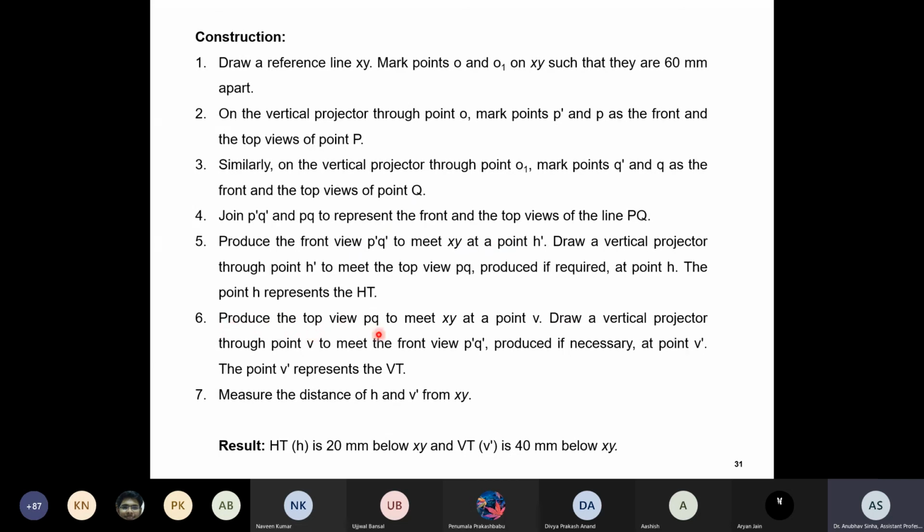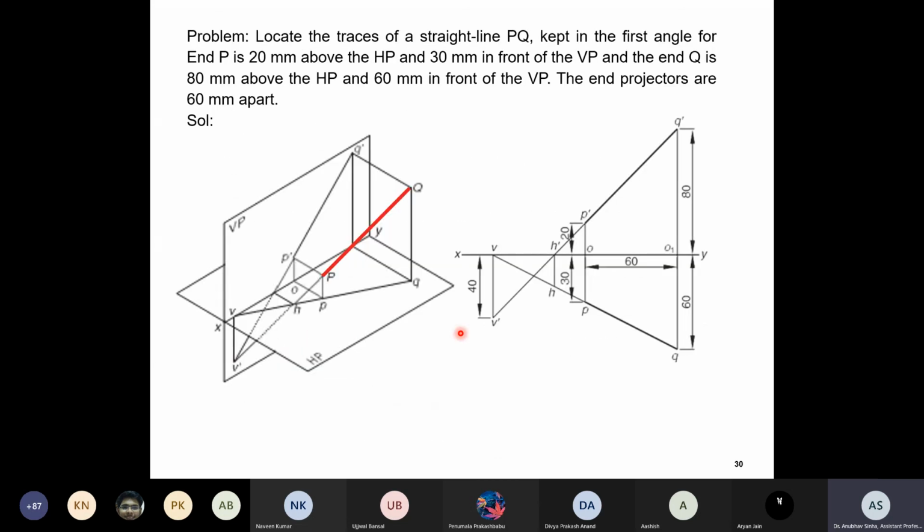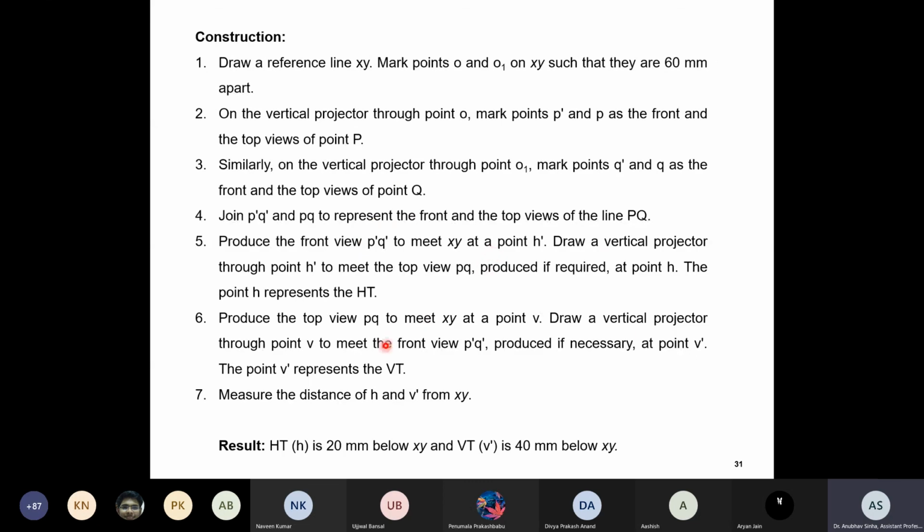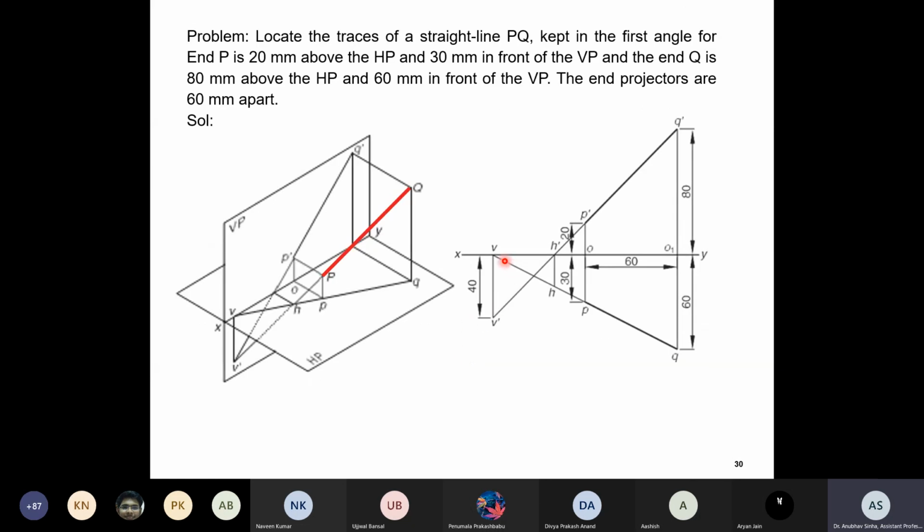Now produce the top view PQ to meet XY at V. So this is the top view. We produce it further to meet XY at V. Now draw a vertical projector through point V to meet the front view P dash Q dash. So it is meeting at this line. I will come down and extend this line to meet this vertical projector at V dash. This is your vertical trace.